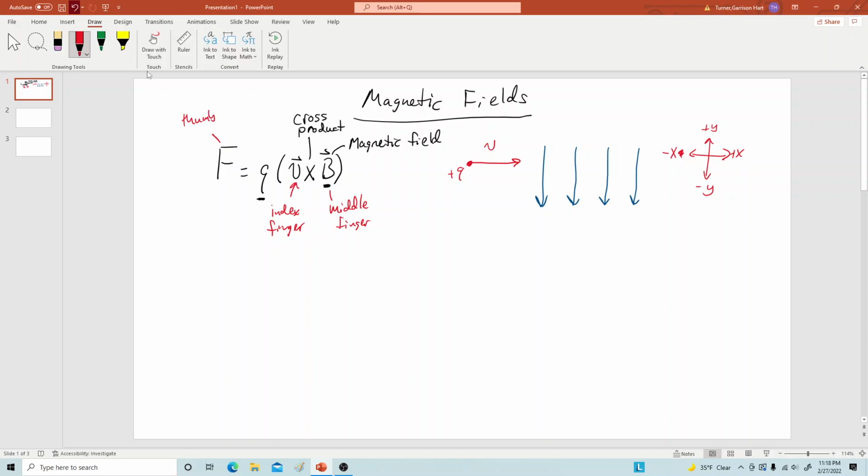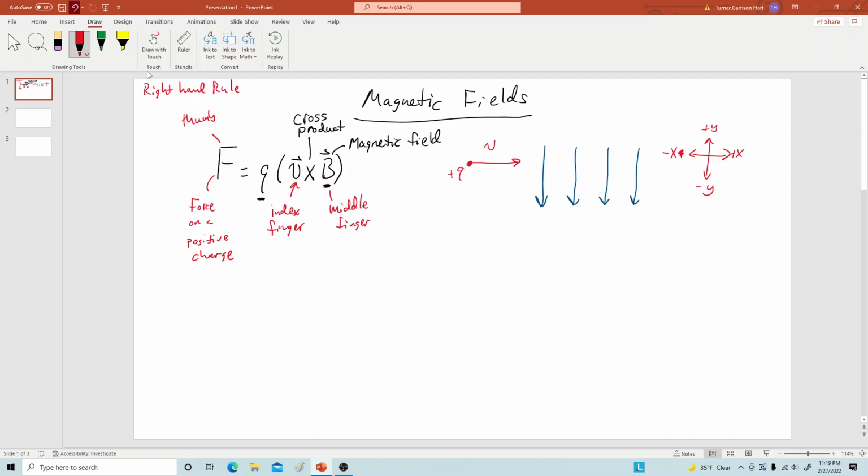And this is for the right hand. Do this with your right hand. That is the force on a positive charge. So what that gives us is, if we do this, then my index finger would be pointed to the right, my middle finger would be pointed down, and my thumb would be pointed into the screen.